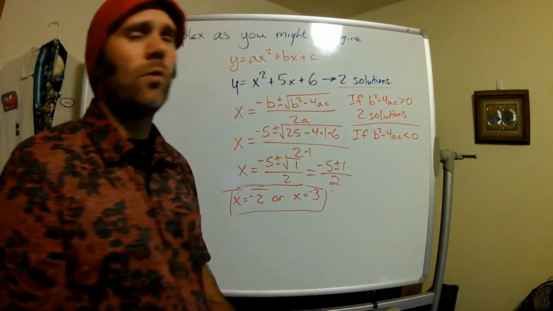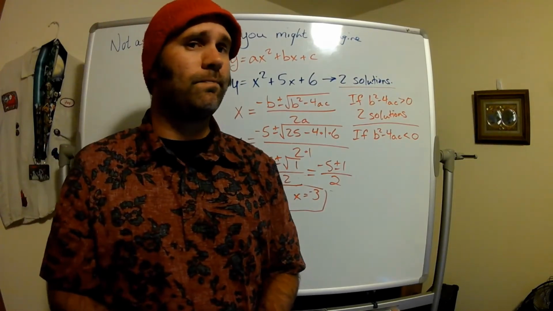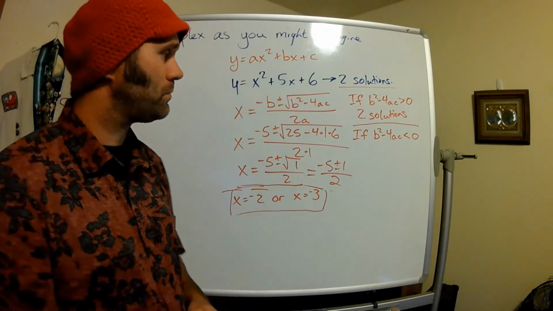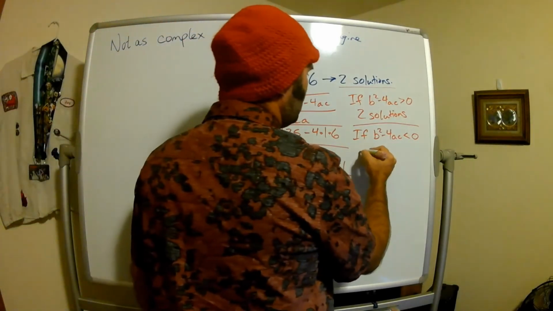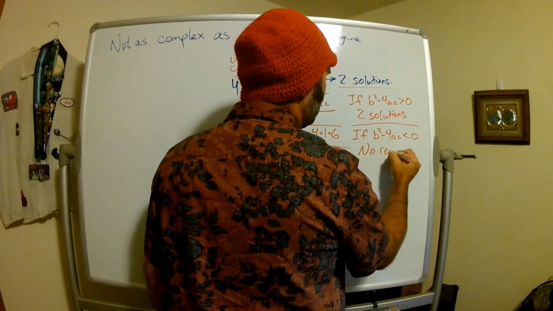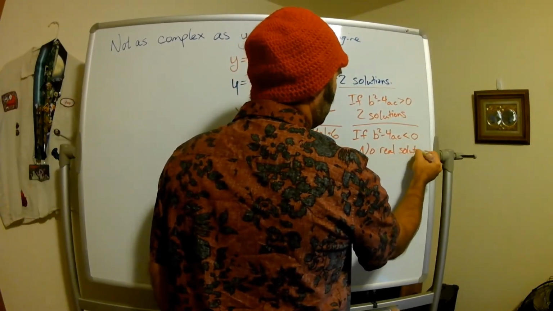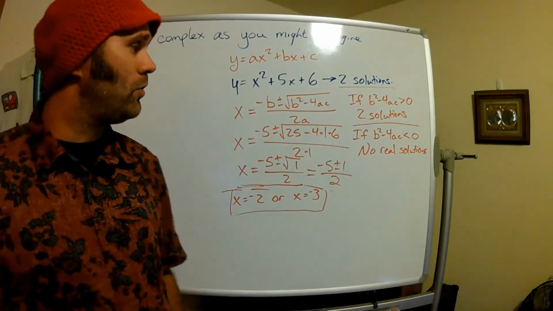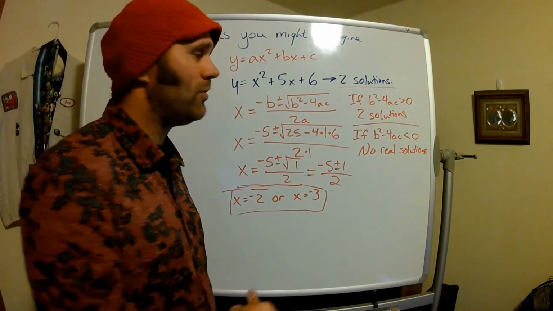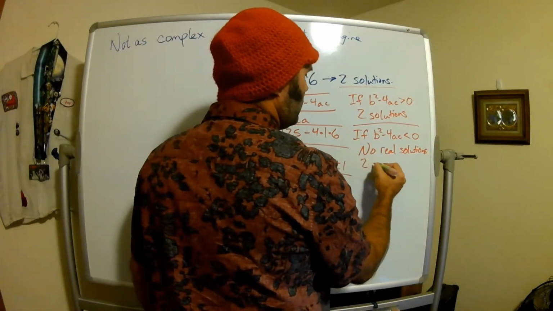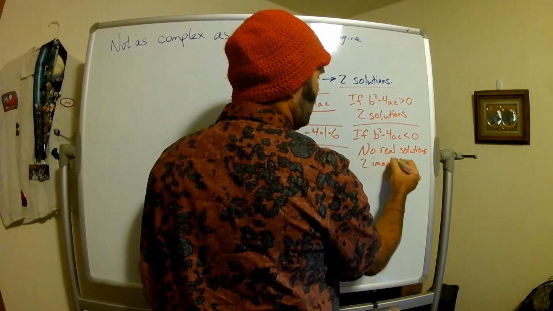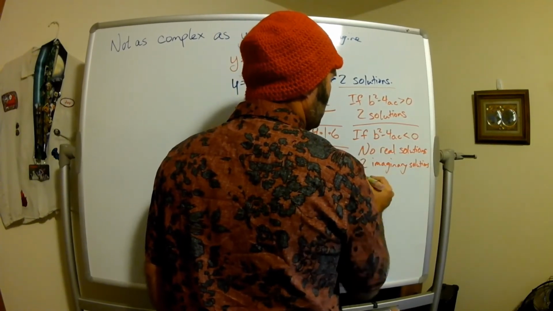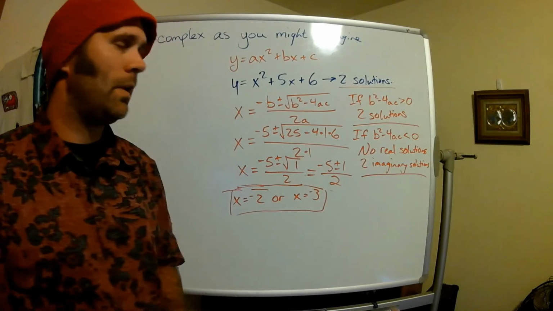What if b squared minus 4ac ends up being less than 0, which would be a negative number? We get two imaginary numbers, two imaginary solutions. So no real solutions. Instead we get two imaginary solutions.